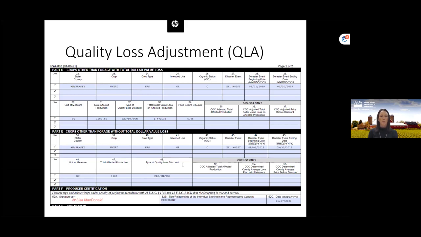We're going to put in our type of quality loss in item 32, which we're showing our protein, our falling numbers, and our vomitoxin. And then we'll enter in our total dollar value loss in item 33. And then our price before discount, the 5.05, in item 34.